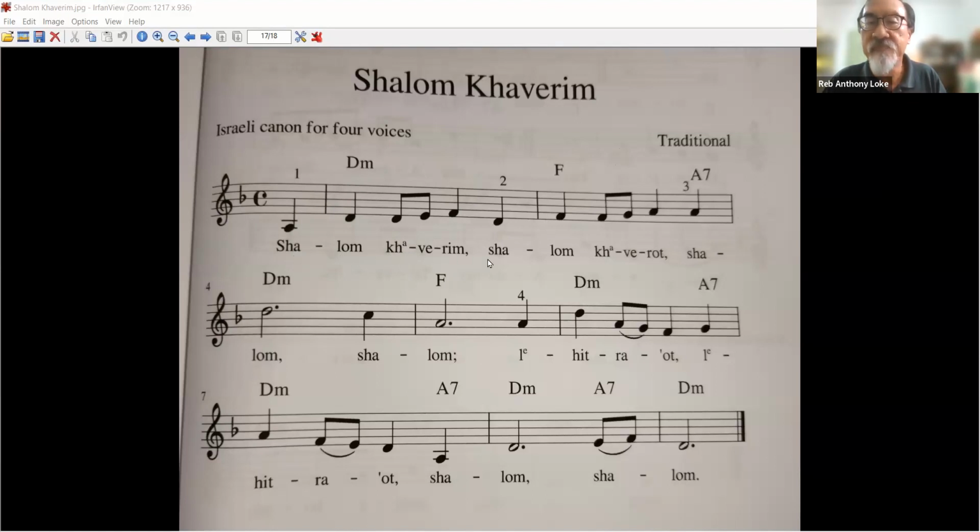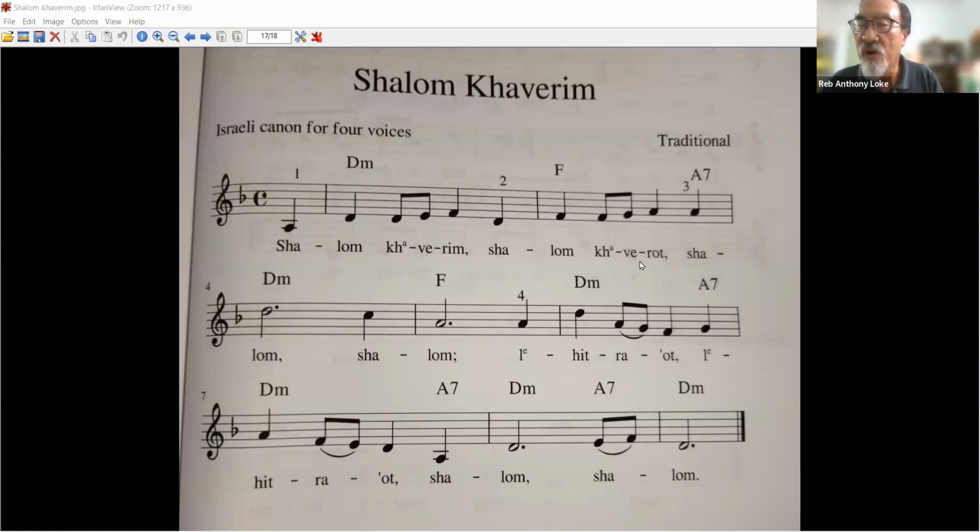Shalom Khaverim, Shalom Khaverim, Shalom, Shalom. Lehitra'ot, Lehitra'ot, Shalom, Shalom. Okay. So Shalom means peace. So Shalom, peace. Khaverim, plural of brothers.